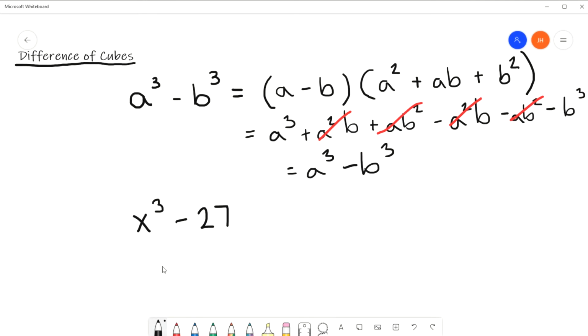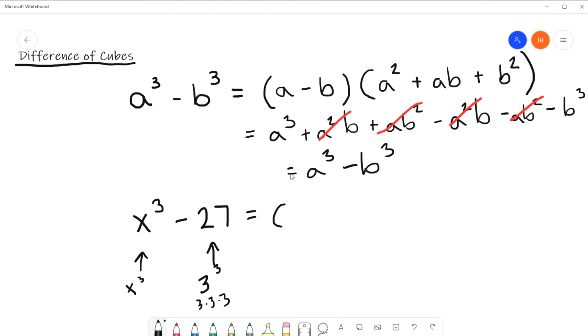Well, I know that x cubed is x to the power 3. 27, I actually know that that is 3 to the power 3, right? Think about it for yourself. 3 to the power 3 would be 3 times 3 times 3. 3 times 3 is 9. 9 times 3 is 27. Cool. So then what would this factor into?